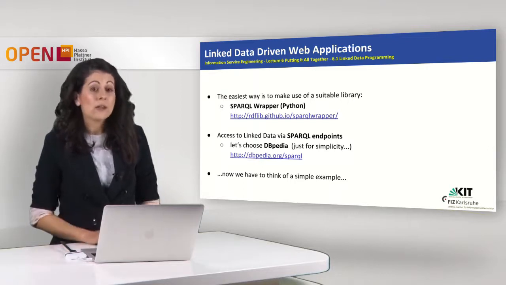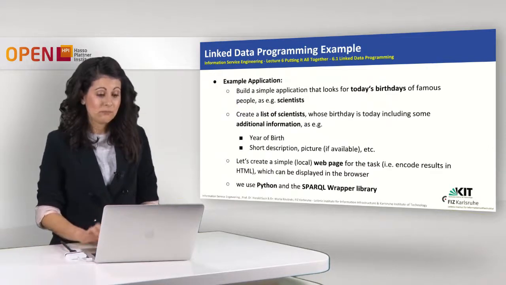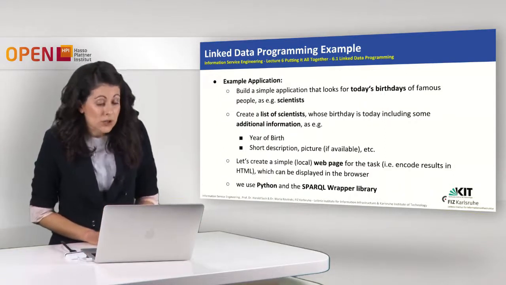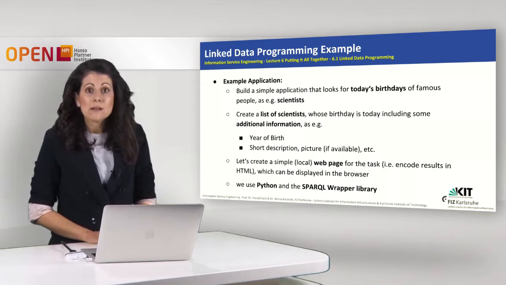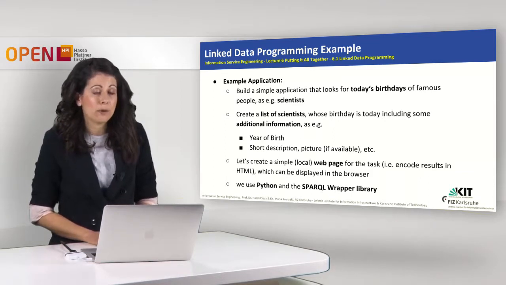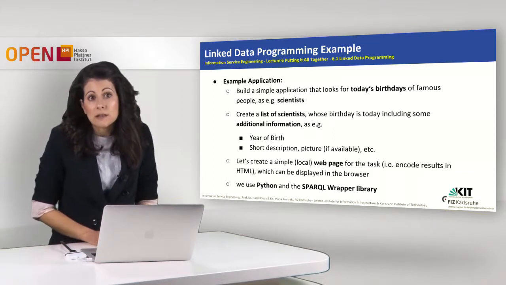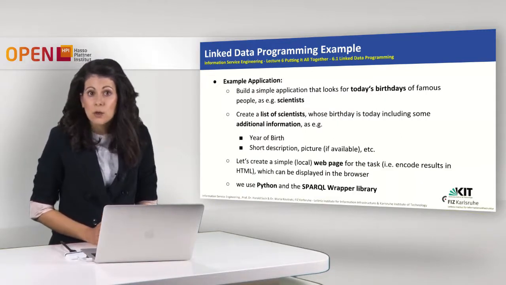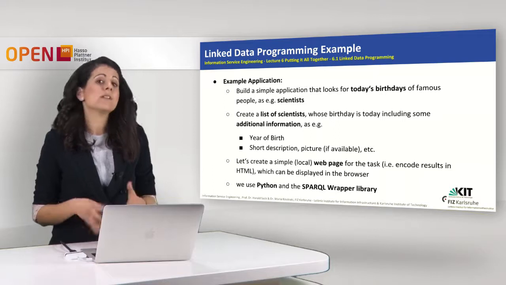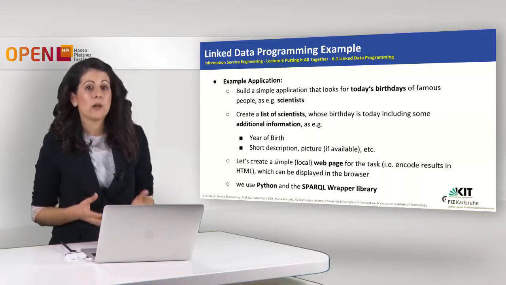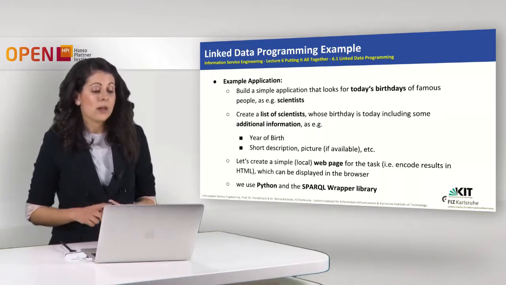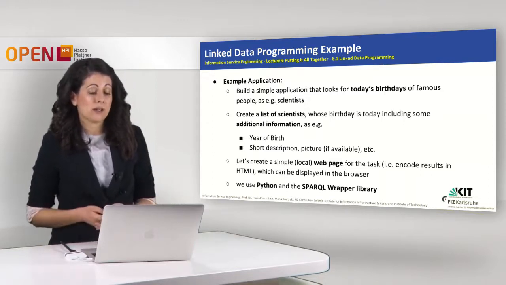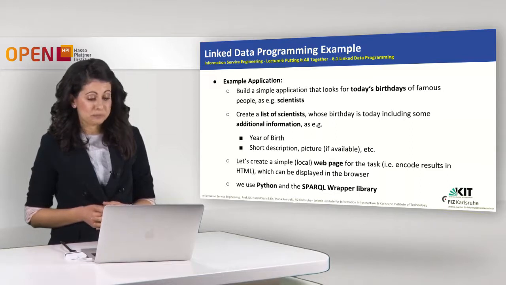So let's now think of an example. What we want to do here today is to build a simple application that looks for today's birthdays of famous people, such as, for example, scientists. So what do we want to do? We want to create a list of scientists whose birthday is today, including some additional information about them, meaning the year of birth, some short description, or some picture if the picture is available there in our data source.